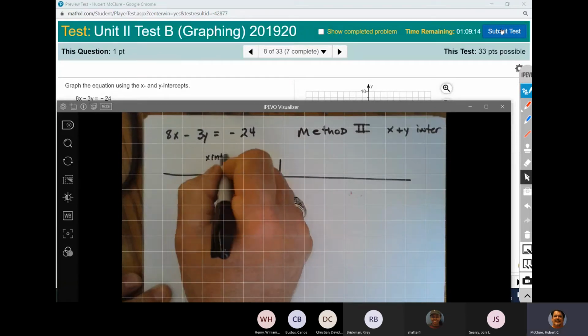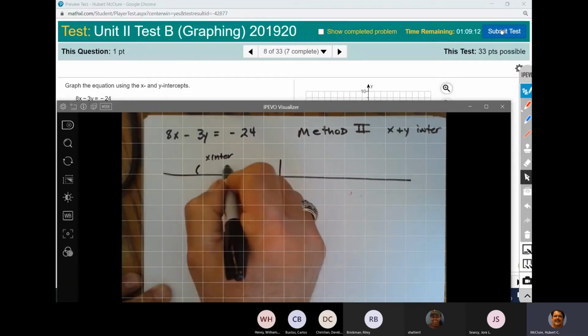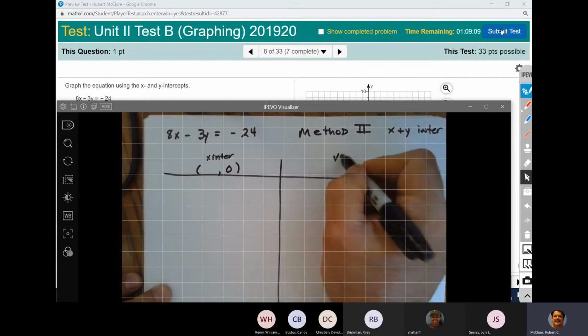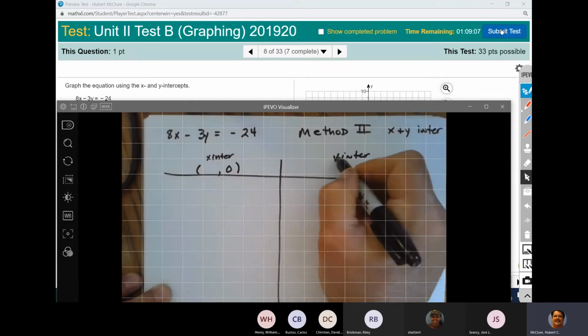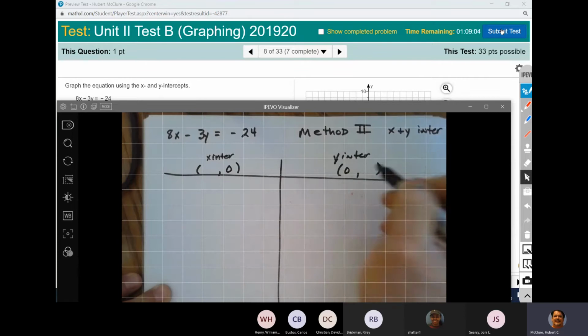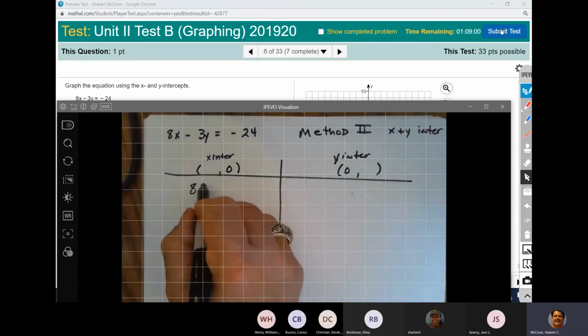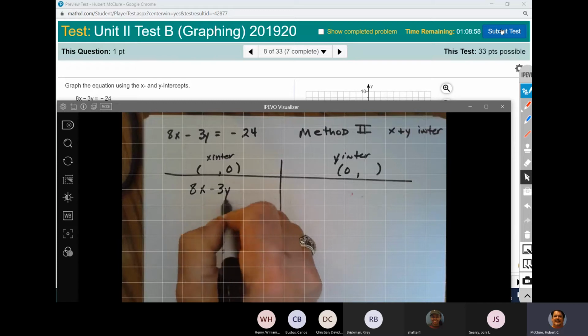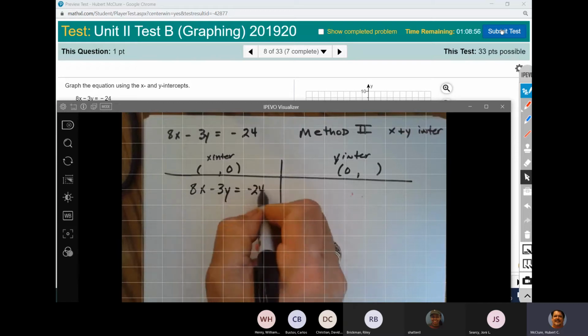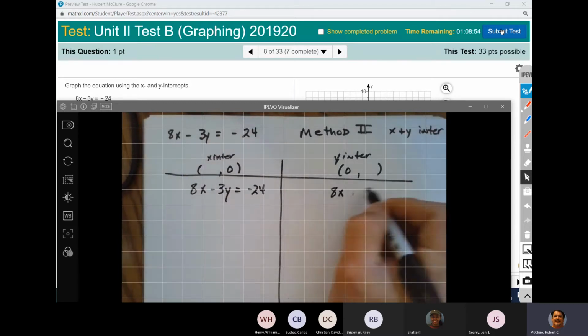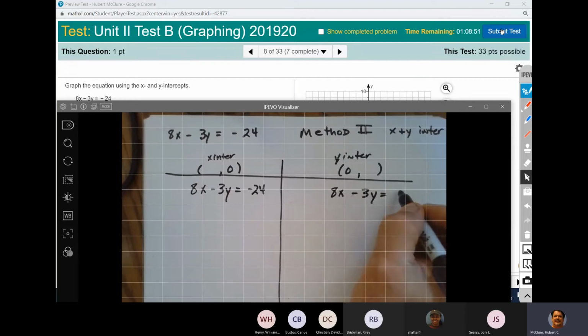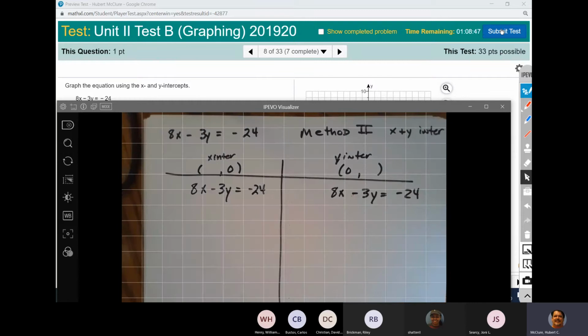X-intercept, Y-intercept. All right, I'm going to let y'all do this one. 8X minus 3Y is equal to negative 24. Take a minute, and I want you to draw that one as well as solve it. Be right back.